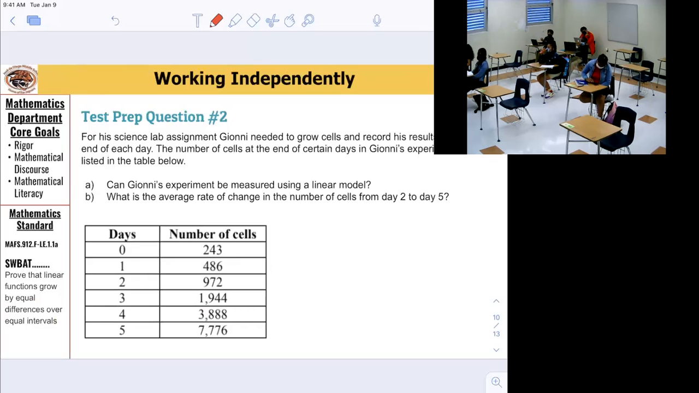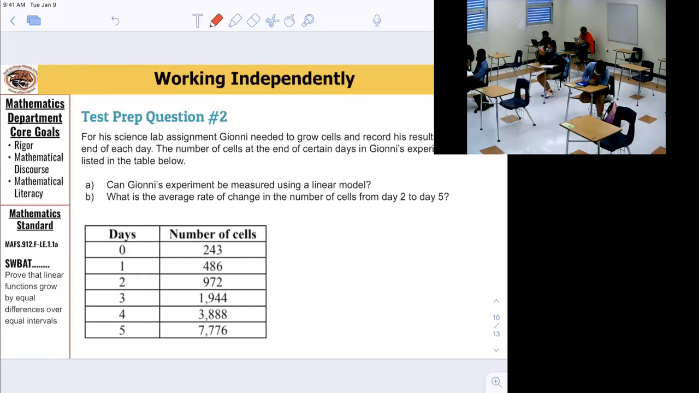Samantha, you want to pick up where he left off? Just read A and B. Can Giovanni's experiment be measured using a linear model? What is the average rate of change in the number of cells from day 2 to day 5?